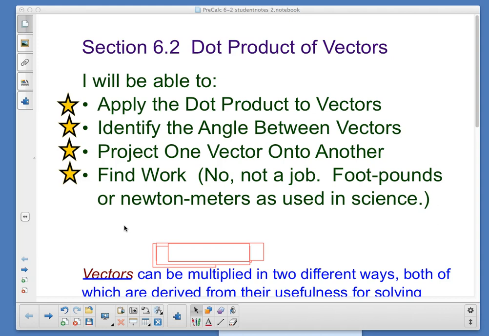But I will be able to apply the dot product to vectors today. Okay, and that's the scalar I was talking about. It's the result. Identify the angle between vectors, project one vector onto another, and find work, foot-pounds or Newton meters as used in science.